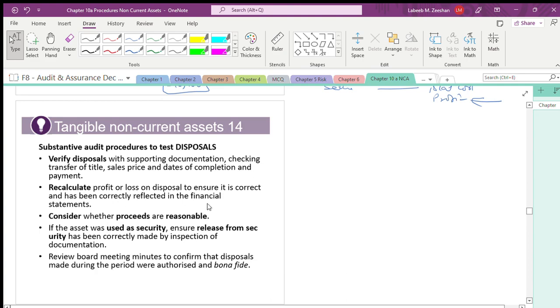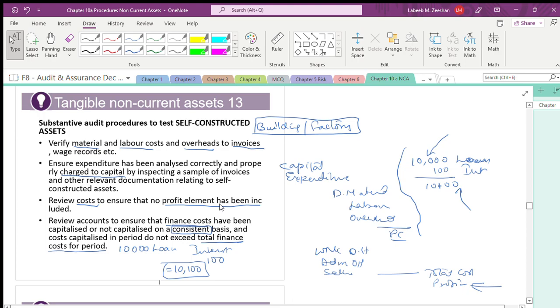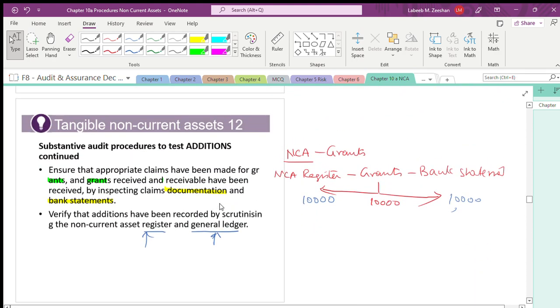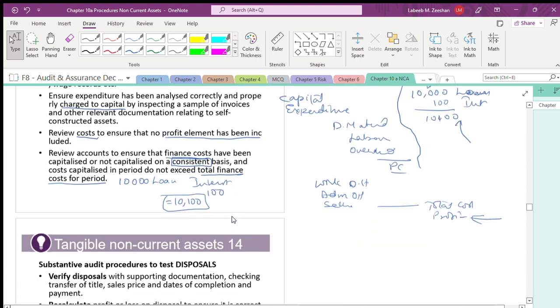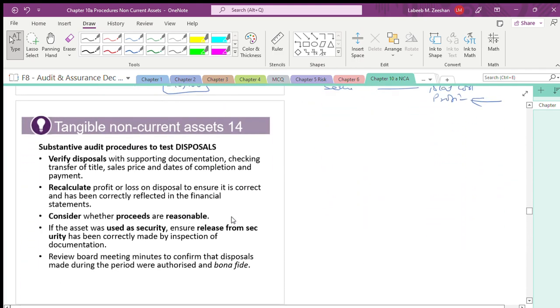When we are disposing of, is it right? In the previous case, we were talking in terms of self-constructed assets. Before that, we were talking about additions. What we have to do in terms of additions, what we have to do in terms of self-construction, and what we have to do in terms of disposals. Definitely, when you are disposing of, transfer of property will be there. Disposals with supporting document. Transfer of title.